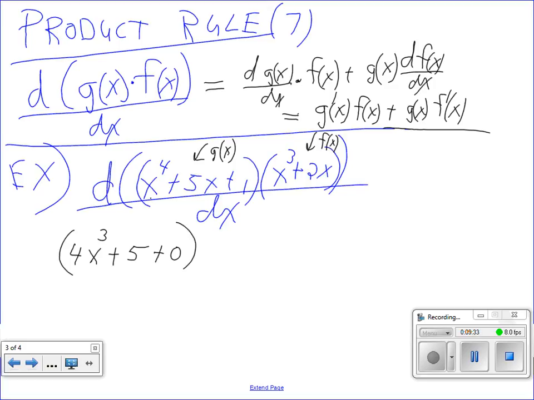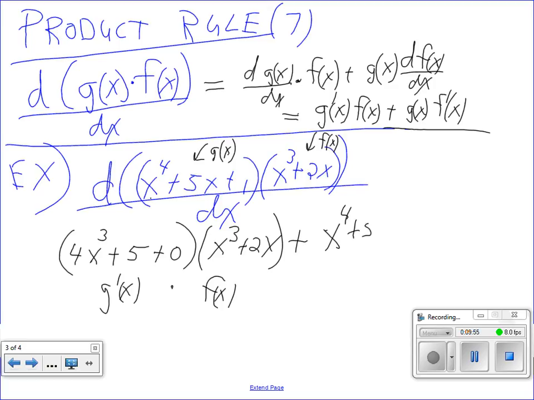Okay. This is g prime of x. Okay, and I've got to multiply that by what? F of x. What's f of x? So that's just x cubed plus 2x. Plus, okay, write down g of x. That's going to be what? Well, that's just x to the 4th plus 5x plus 1 times, that's g of x.